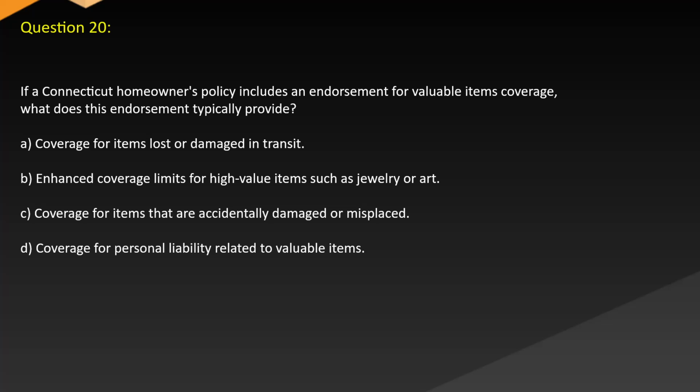Question 20. If a Connecticut homeowner's policy includes an endorsement for valuable items coverage, what does this endorsement typically provide? A. Coverage for items lost or damaged in transit. B. Enhanced coverage limits for high-value items such as jewelry or art. C. Coverage for items that are accidentally damaged or misplaced. D. Coverage for personal liability related to valuable items.